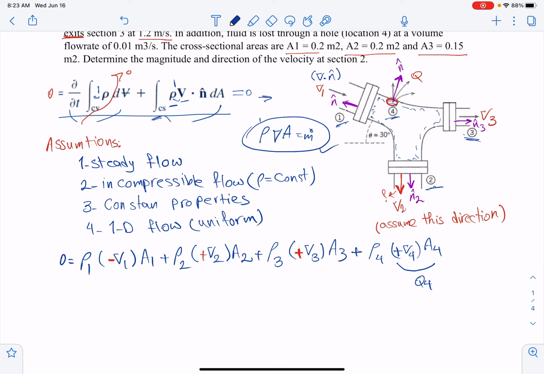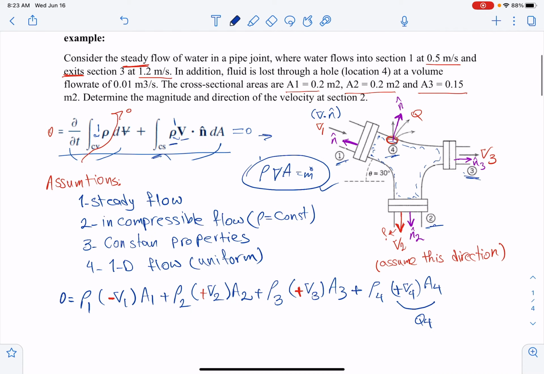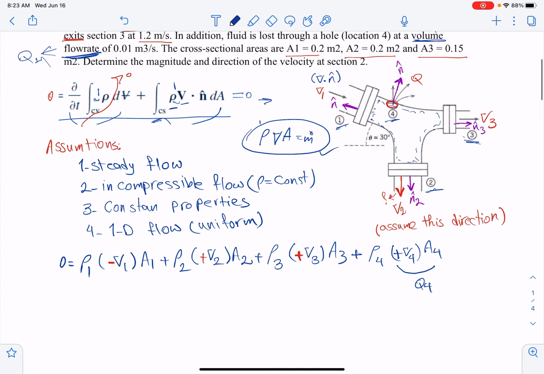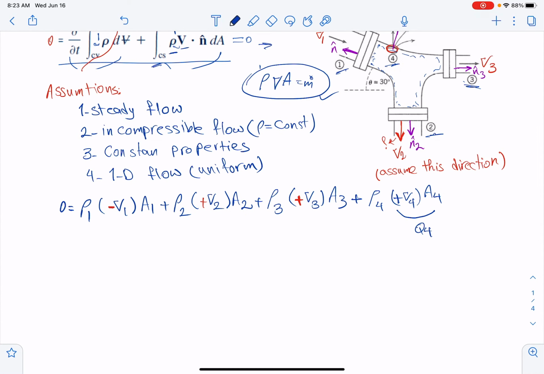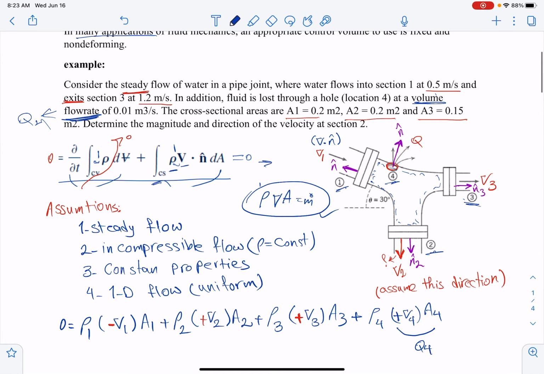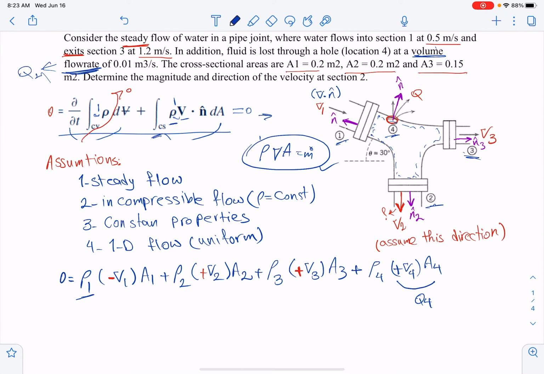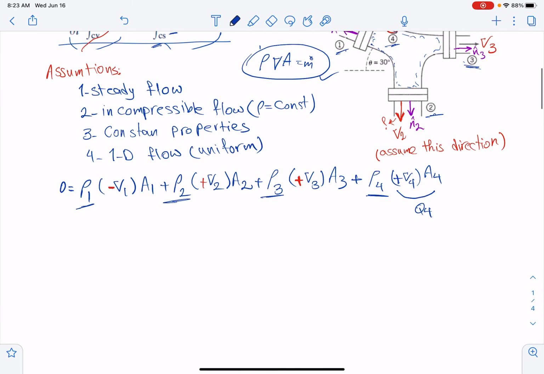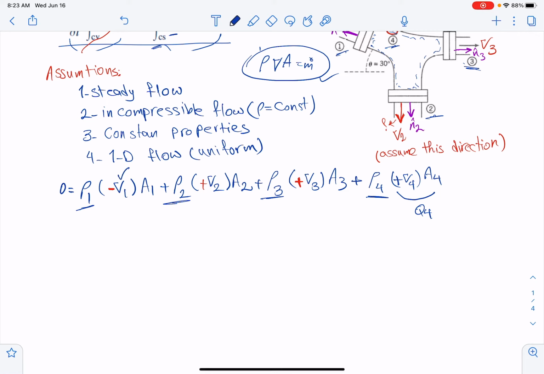For section 4 we need to use the flow rate because the question just gives us the volume flow rate at 4, right? So this is why we just consider volume flow rate there. If we put in all of the values that we have, and we know that all of the densities are going to be the same, which is the density of water, and we know v1, a1, a2, v3, a3, and we know Q4.